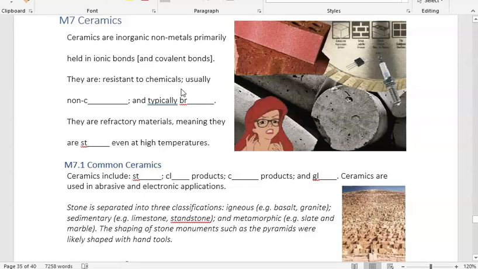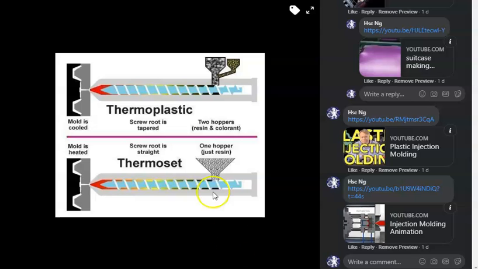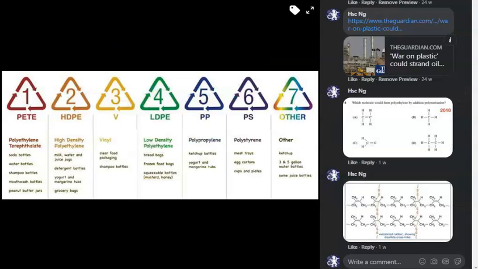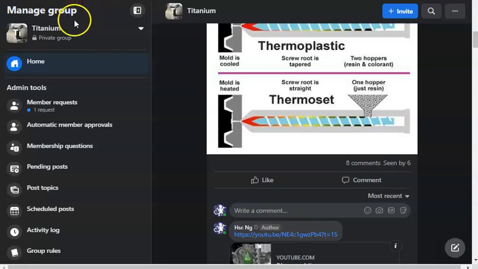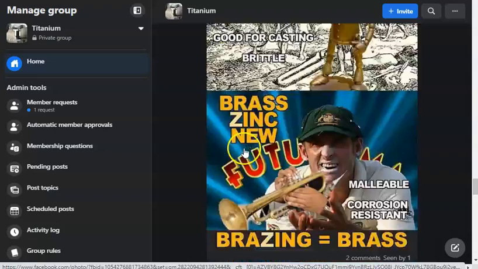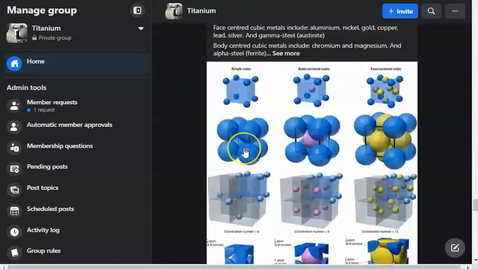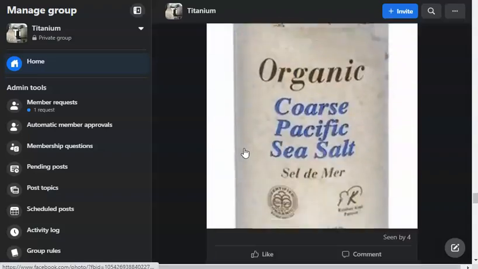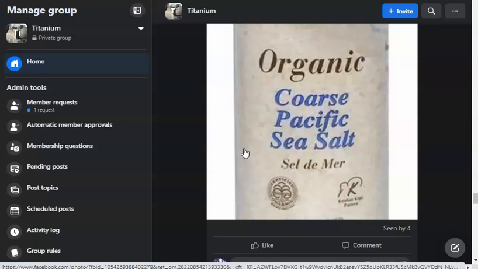Ceramics are an inorganic non-metal primarily held in ionic bonds. They are non-metals. So we may have looked at previously the picture of the salt. And we said, what is wrong with the image of the salt? Can't be organic because it's an ionic bond, right? So salt, organic means a carbon-based covalent molecule, whereas sea salt is an ionic bond.